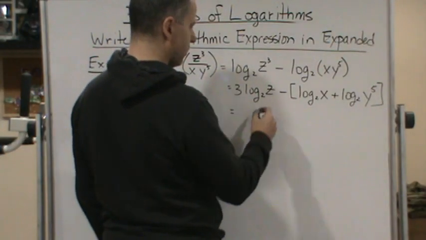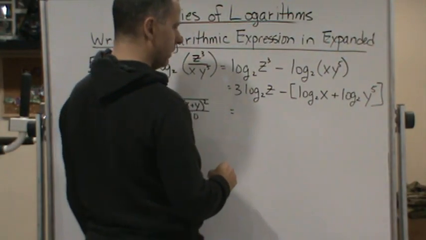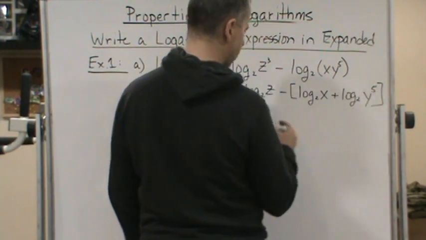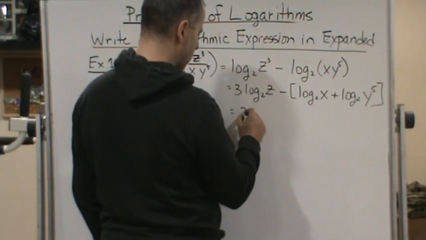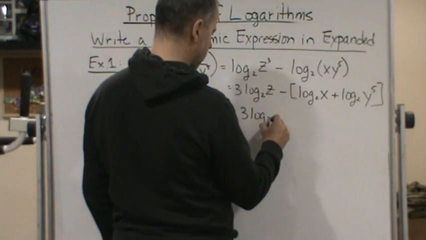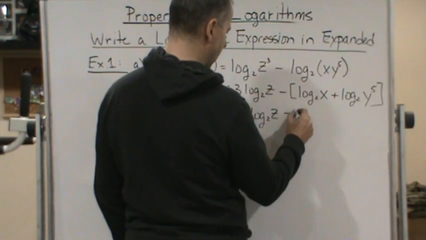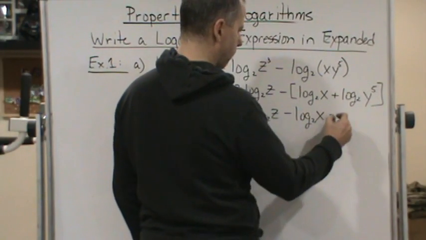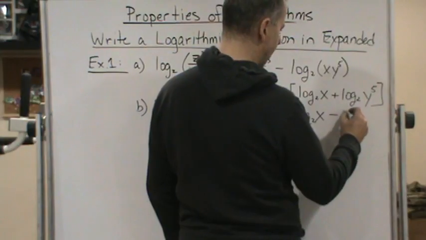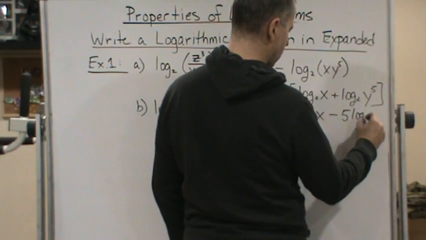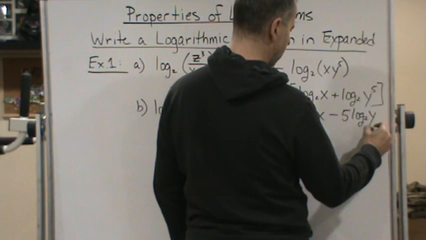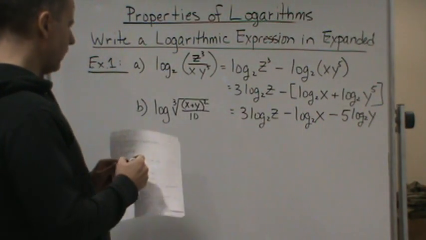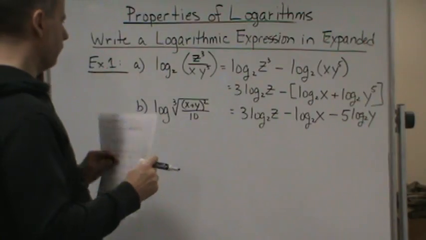Now you can go ahead and distribute the subtraction if you want. And this is done, but I can pull the 5 out. So I'm going to write this as 3 log base 2 of z minus the log base 2 of x minus what? 5 times the log base 2 of y. And there's nothing else I can do. So that is simplified. Okay?